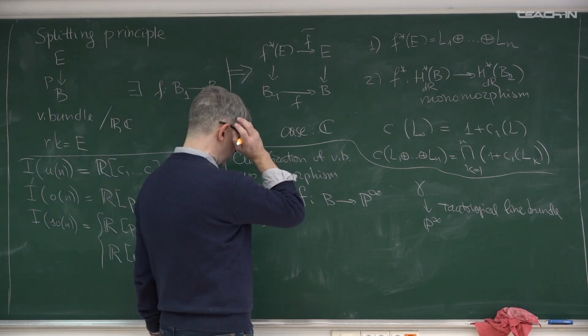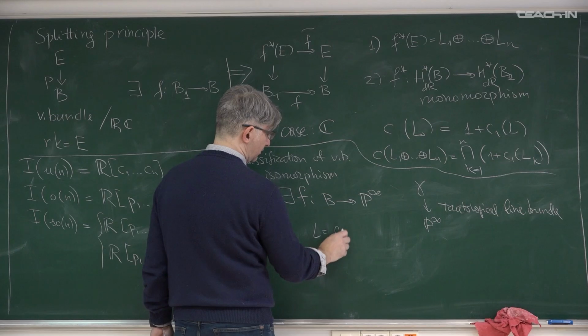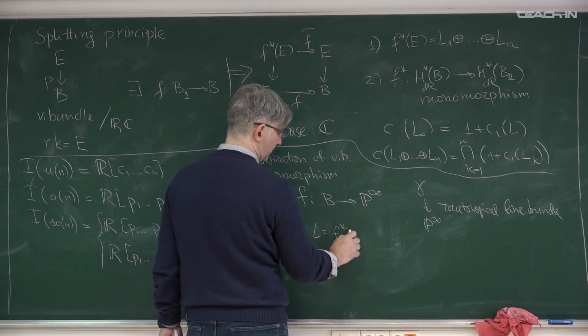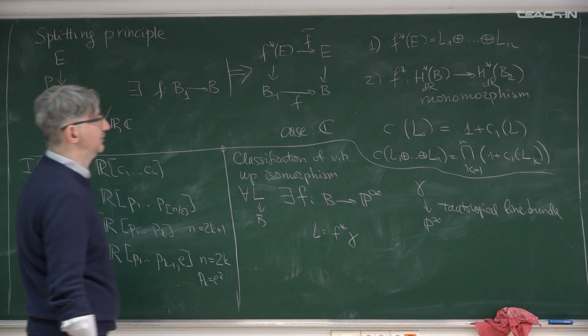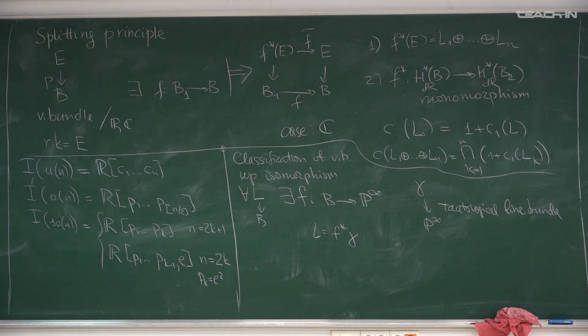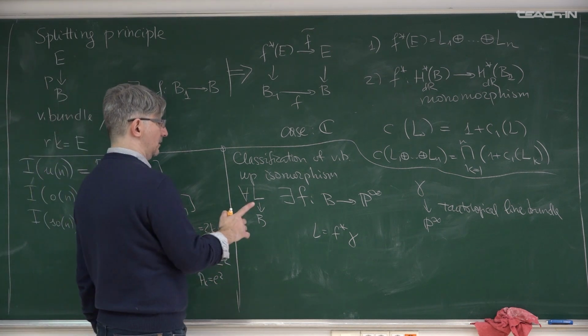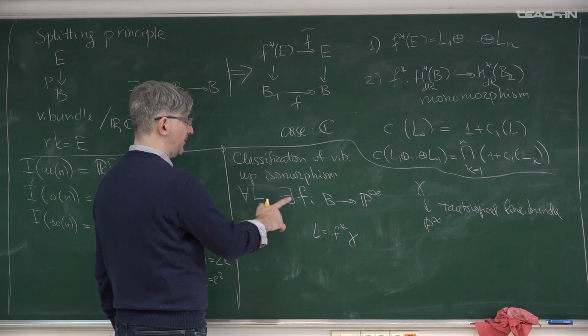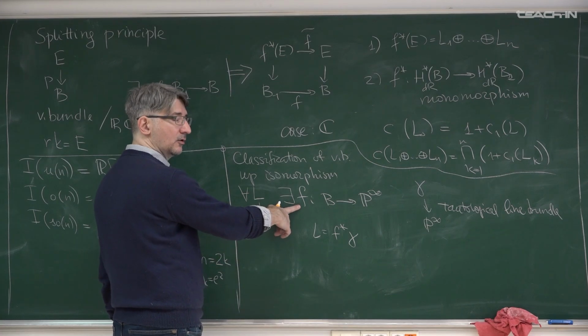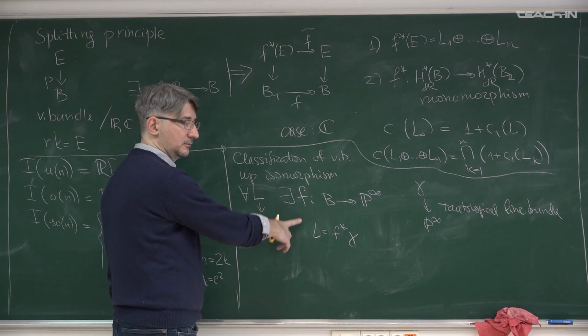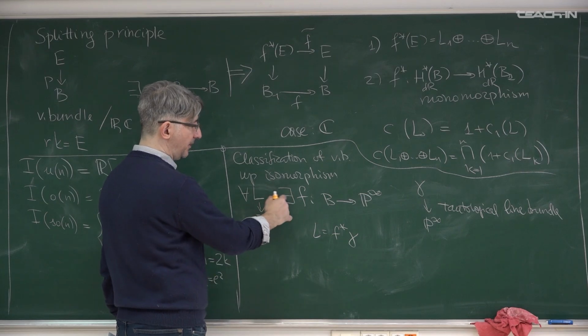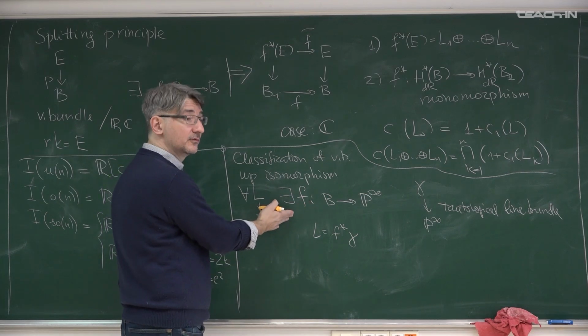There exists a map F such that L is just the pullback of this gamma. But this is not a classification theorem, it's just a statement. A classification theorem would be a little bit different. What happens if you change F by homotopy? The map F is not unique, it just exists.